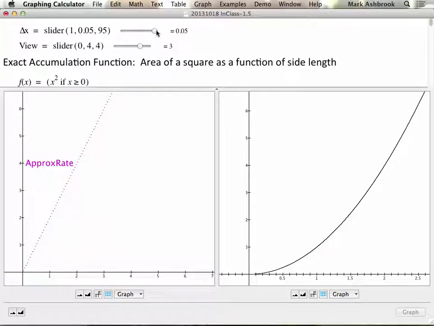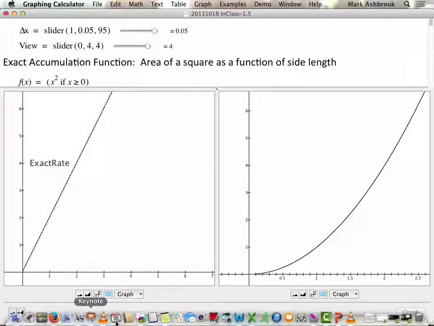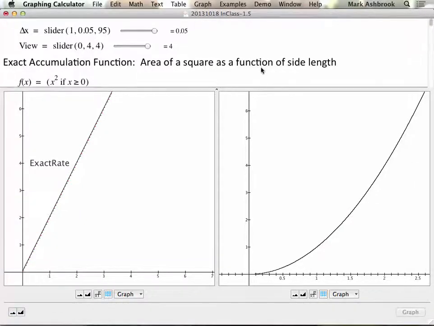And so that's still an approximate rate, just with a very small delta x. And so we see the exact rate function starting to take form. Okay, so for this, let's continue with the area example, and let's talk about any questions about what we're doing. Yes, sir.